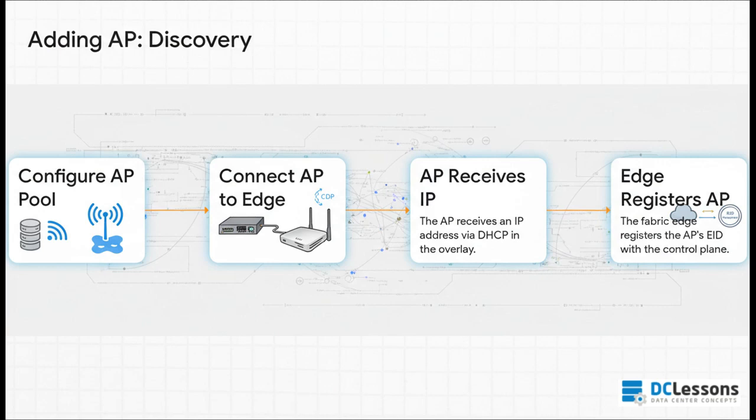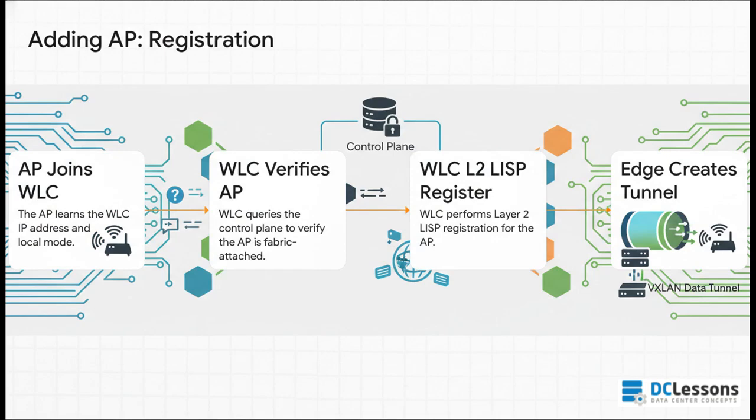You start by setting up an IP pool in that special INFRA VN we talked about. Then, you just physically plug an AP into an edge switch. The switch sees it, hands it an IP address from that pool, and then tells the control plane, "Hey, I've got a new AP here." The process wraps up with the registration phase.